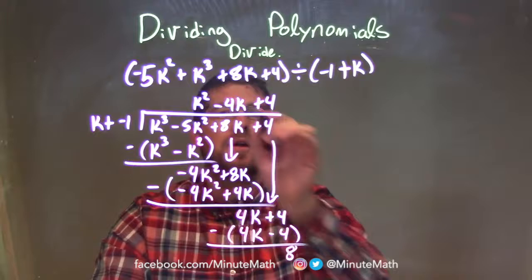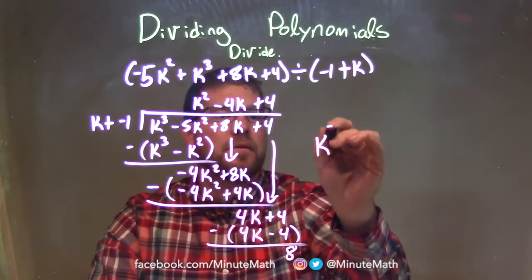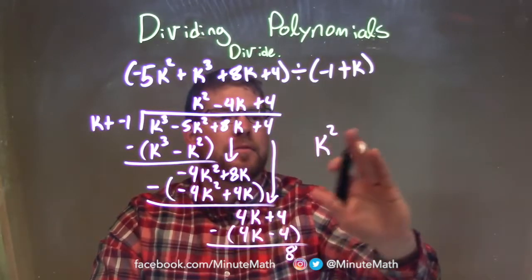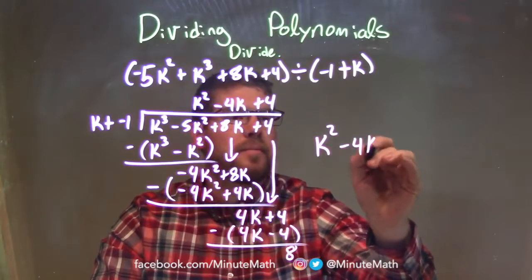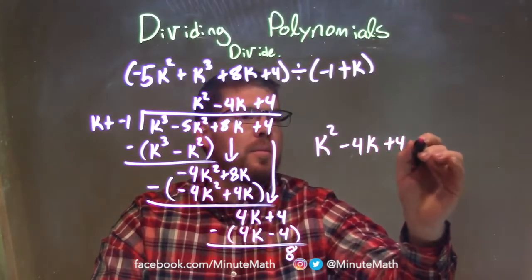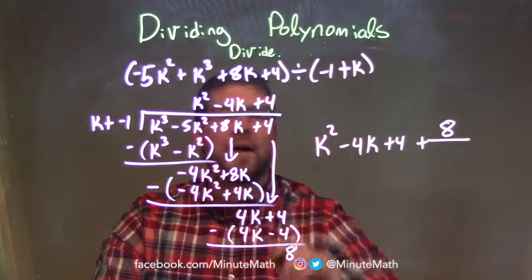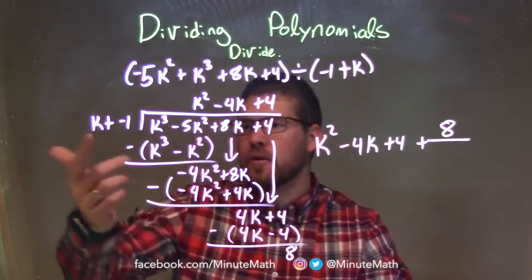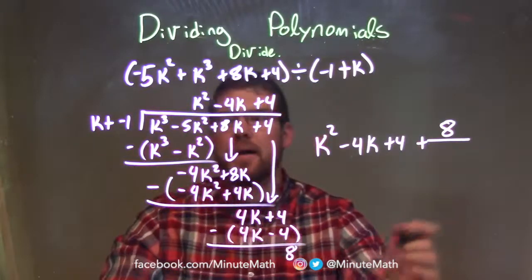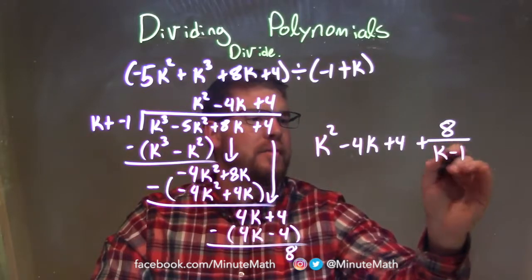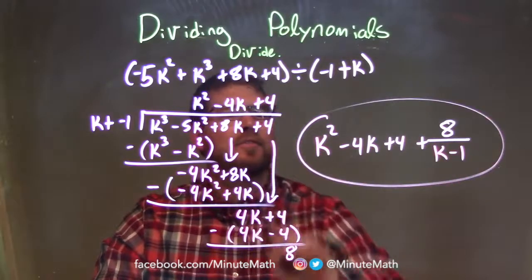Okay, so I'm pretty much done. I'm going to write what's up here, my k squared minus 4k plus 4 plus my remainder 8 over my divisor. And the divisor, I'm going to rewrite here instead of plus a negative 1, just k minus 1. Does look nicer for a final answer. K minus 1, and that is the final answer.